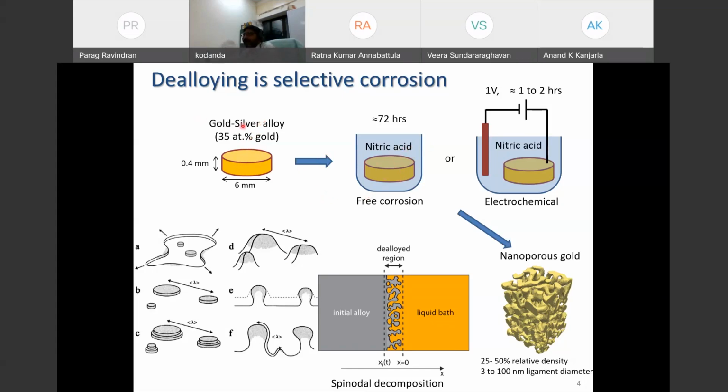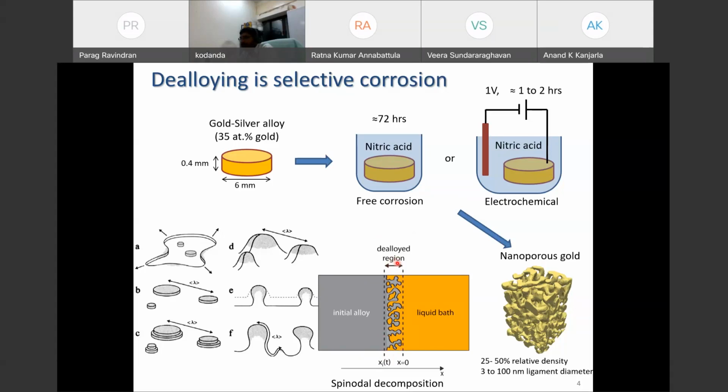So in this alloy, we have actually two elements, gold and silver. The silver is less noble than gold, so it gets attacked first by the acid and it gets dissolved. It is corroded into the aqueous medium. And that happens around a region.